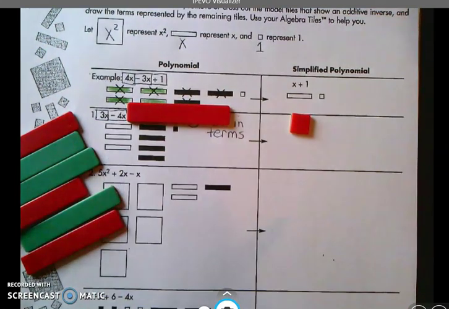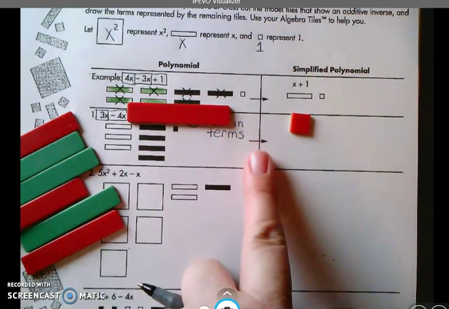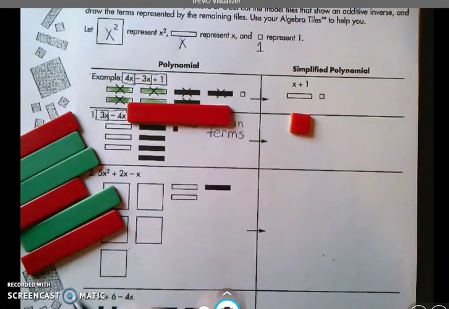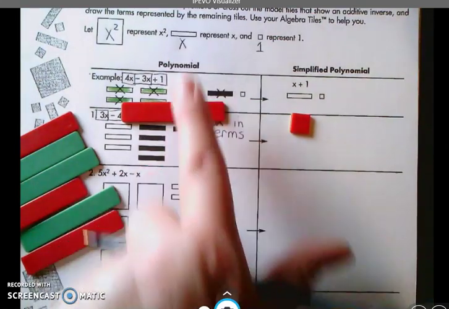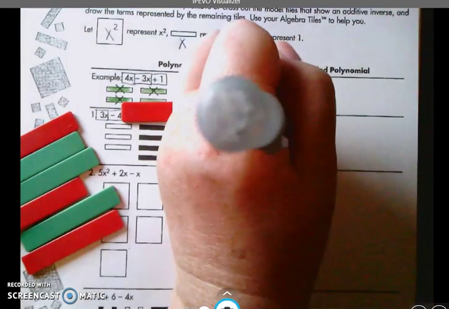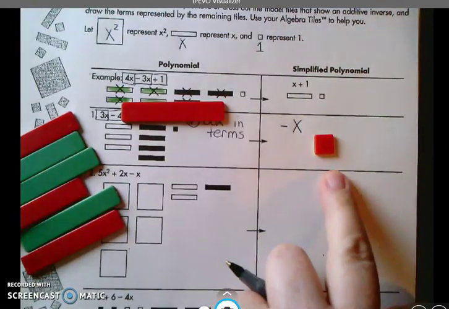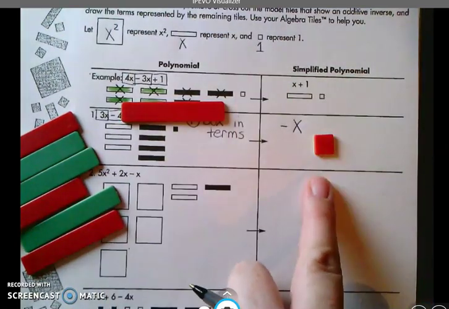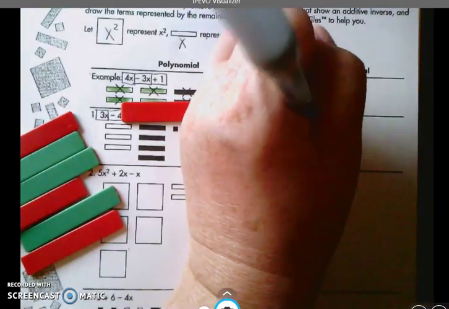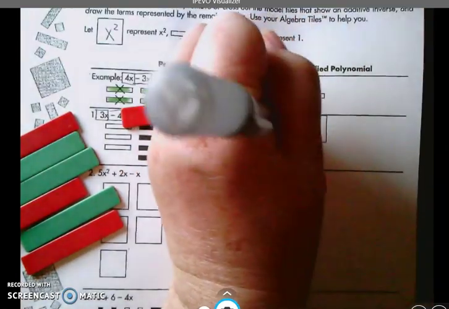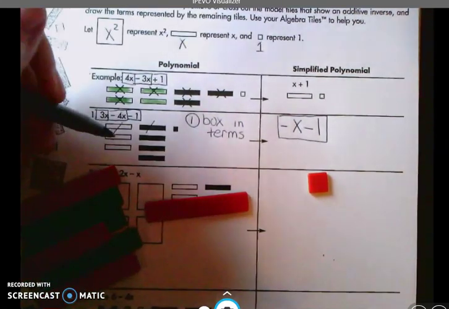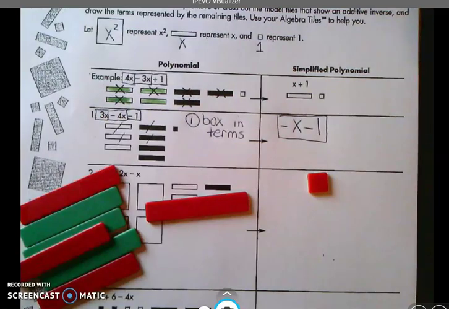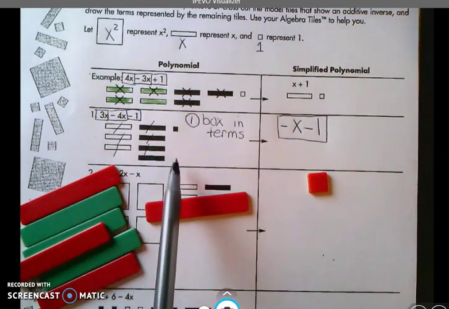I have a red rectangle and a red square. So these can't cancel out because they're not the same shape, they're also the same color. So the rectangle represents x, and it's negative because it's red. So I have a negative x, and the tiny square represents a 1, and it's negative. So I have a minus 1. So when I combine the like terms here, these canceled out, these canceled out, and this is what I was left with, and that's my answer.